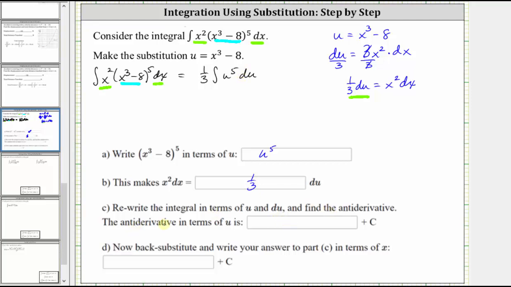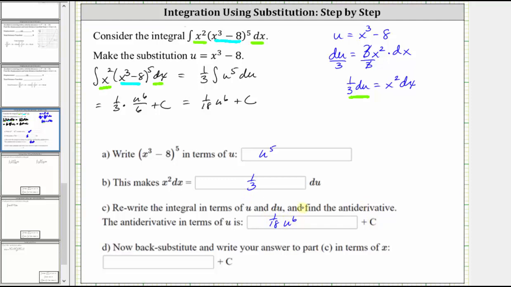Find the antiderivative in terms of u, and then in terms of x. So let's go ahead and integrate with respect to u, which gives us 1/3 times u to the 6th divided by 6 plus c, which is equal to 1/18 u to the 6th plus c. So the plus c is already here, and therefore we enter 1/18 u to the 6th.